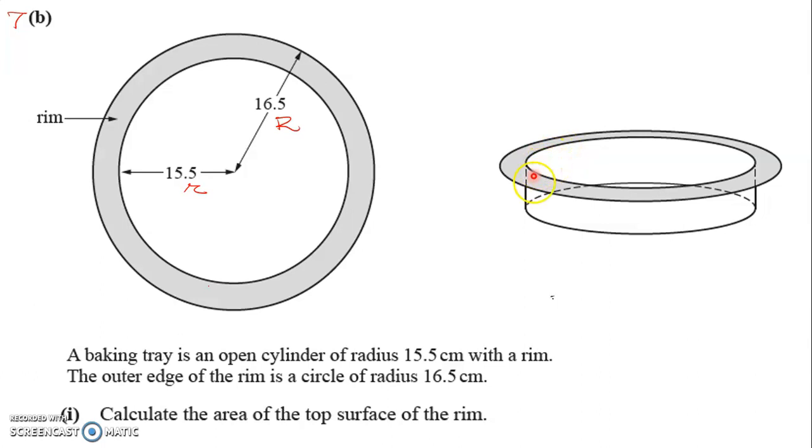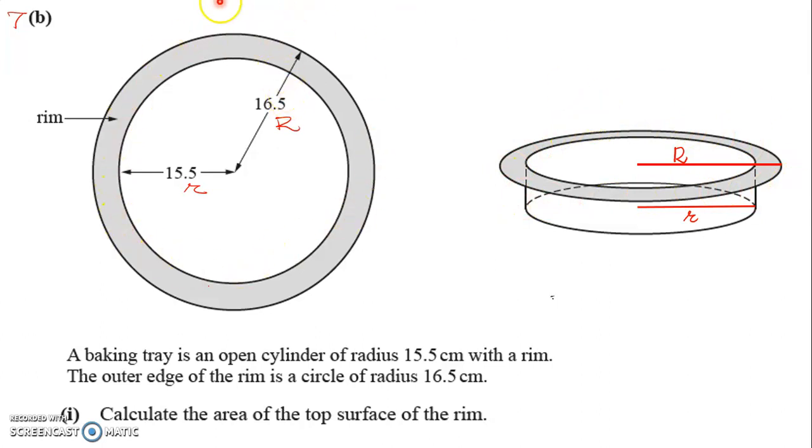Now we have been given a tray in cylindrical shape. It has two radii. Capital R represents the radius of the top of the tray along with this rim, whereas small r represents the radius of the bottom of the tray. We have to calculate the area of the top surface of the rim. In other words, we have to calculate the area given by this gray part.